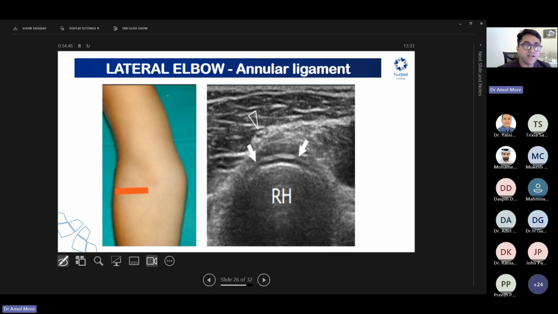Along the anterior lateral aspect, second structure which we see is our annular ligament. This is the radial head. This is the nice hyaline cartilage along with it. And this is nothing but your annular ligament, which is less likely involved in the injuries.